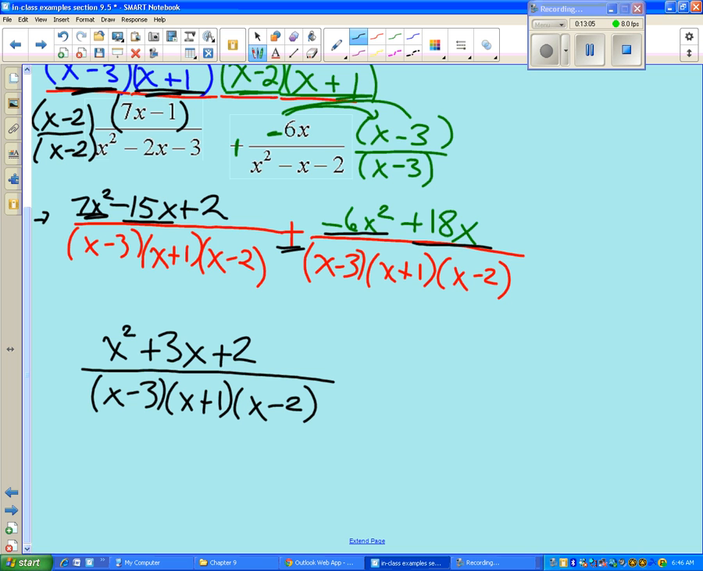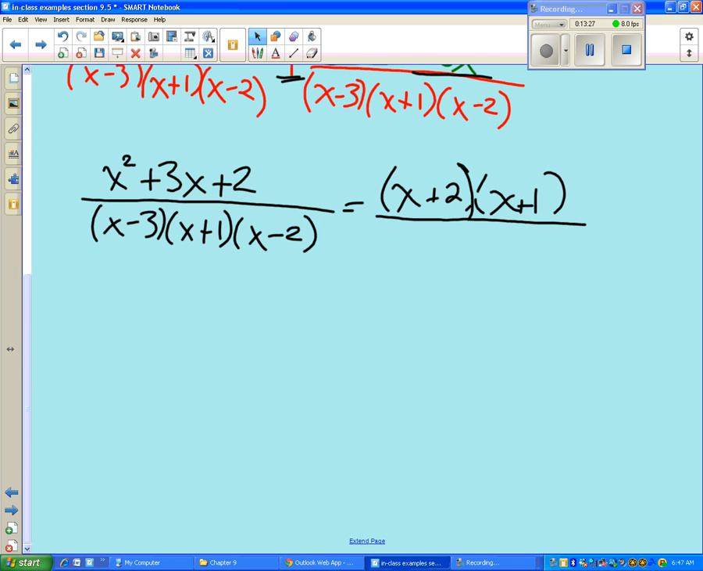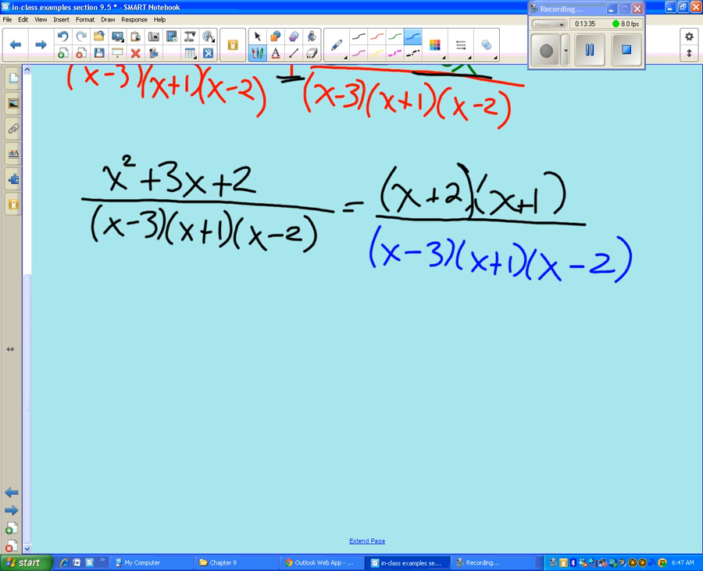Okay, can this be reduced? Is the numerator, the top, factorable? Well, let's see what multiplies to be 2 and adds to be 3. That should be a 2 and a 1. And my denominator stays the same: x minus 3, x plus 1, x minus 2.